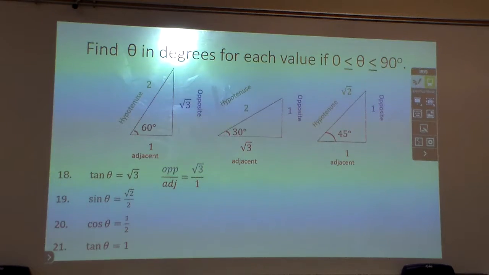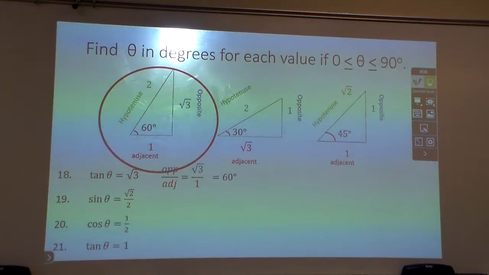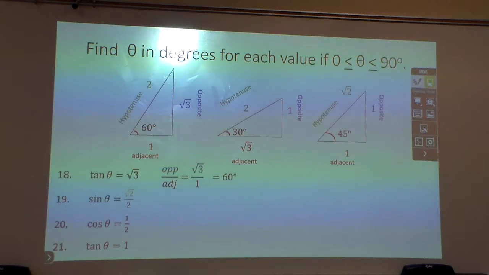And tangent is opposite over adjacent. So what I'm looking at, which of those triangles has opposite over adjacent? Well, it's that one, right? So that means the answer to the question is 60 degrees. It's 60 degrees. So I'm going to say this here.